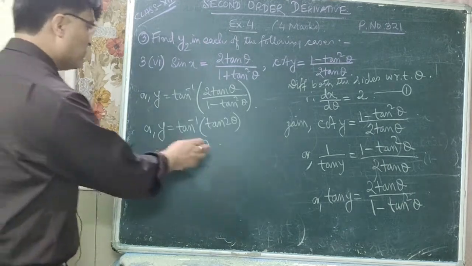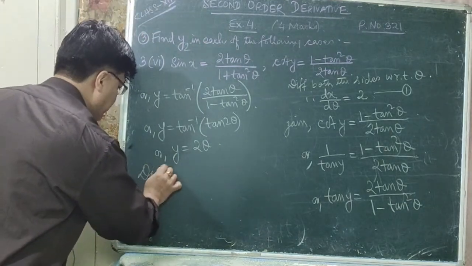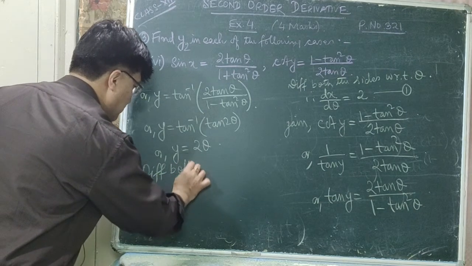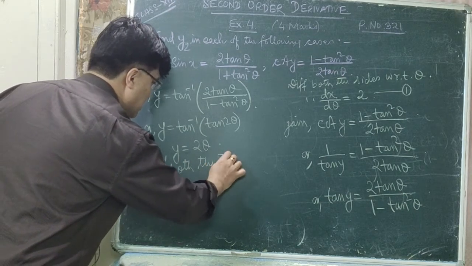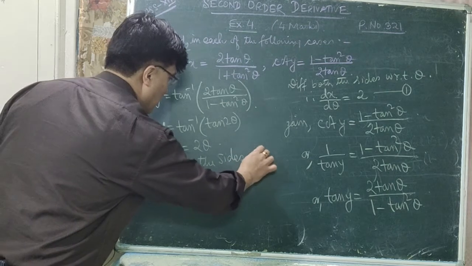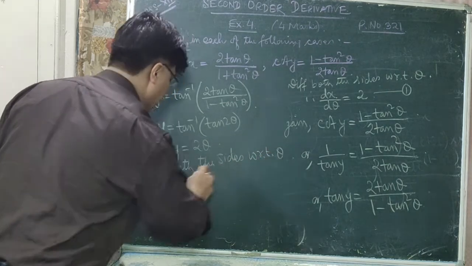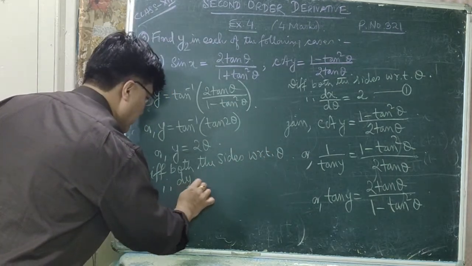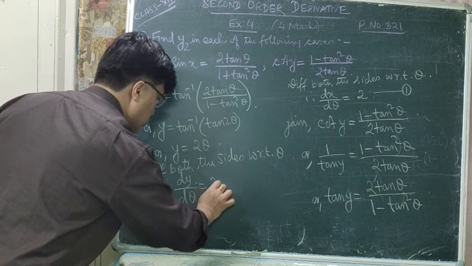So let us differentiate both the sides with respect to theta. So differentiating both the sides with respect to theta. So therefore this will be dy by d theta. This is also 2.